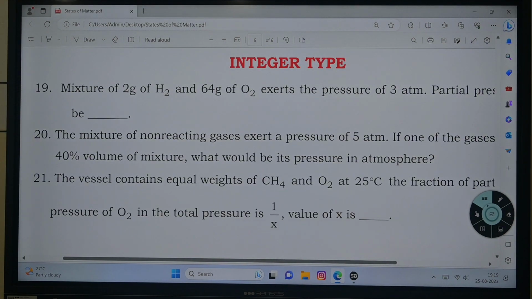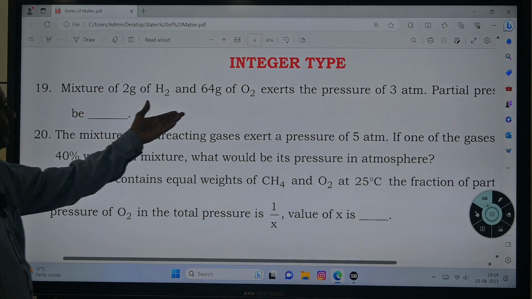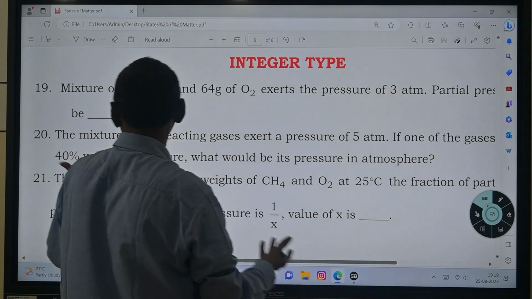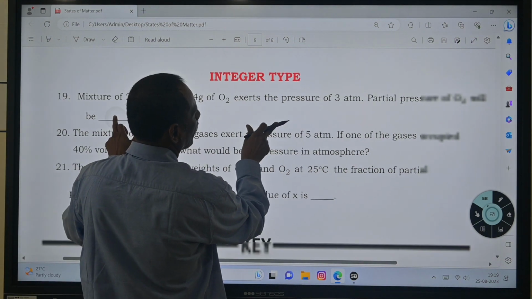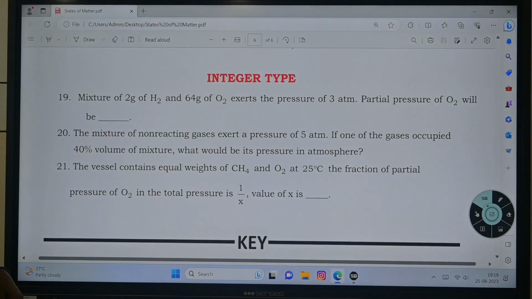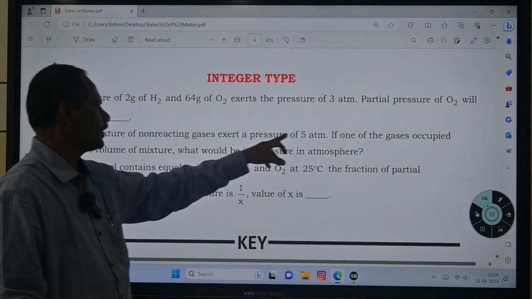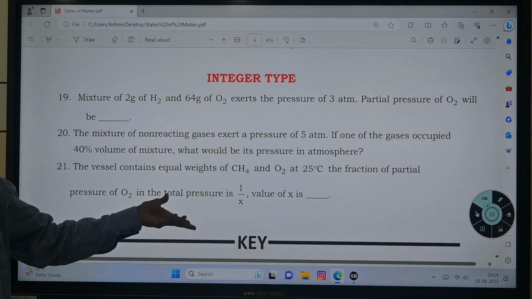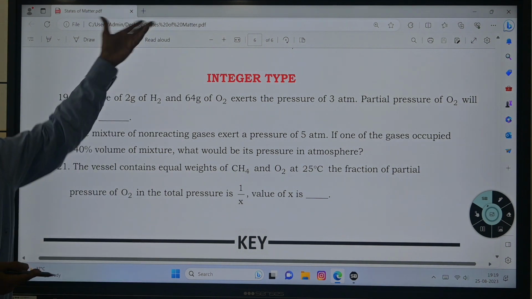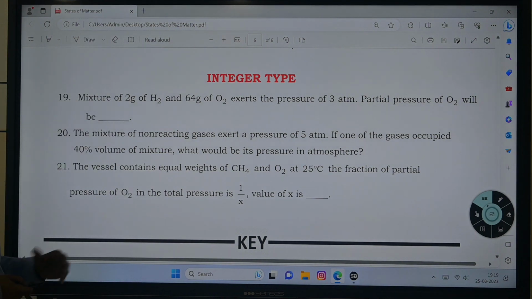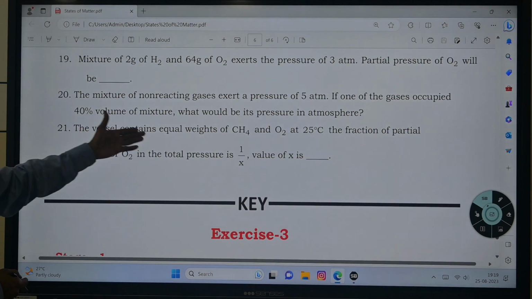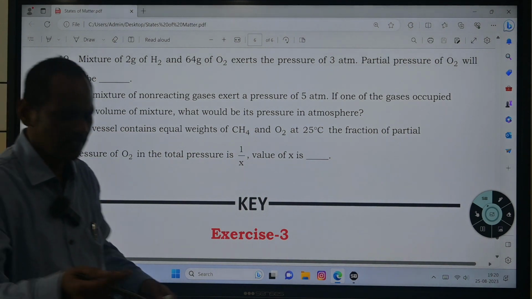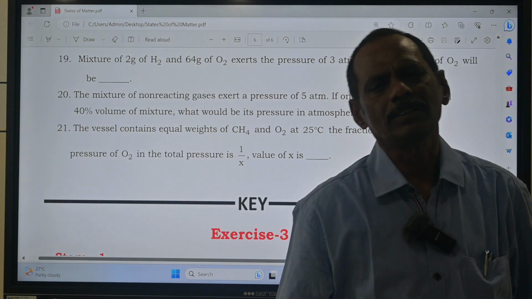Even the integer type: 2 grams of hydrogen and 64 grams of oxygen at a total pressure of 3 atmospheres. Calculate the partial pressure of oxygen. Direct question. A mixture of non-reacting gases exerts a pressure of 5 atmospheres. If one gas occupies 40% by volume, what would be its pressure? The volume percentage, we have already solved this type of problem. A vessel containing equal weights of methane and oxygen, the partial pressure of oxygen is 1 by x. Calculate the x value. It's a normal problem.